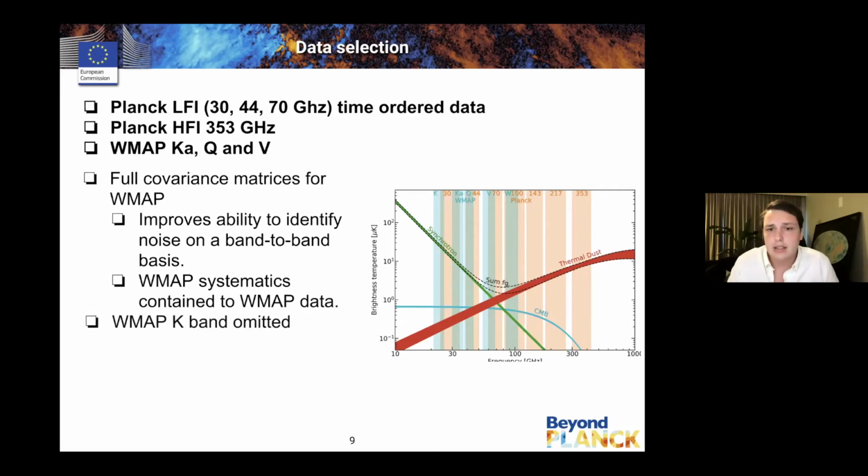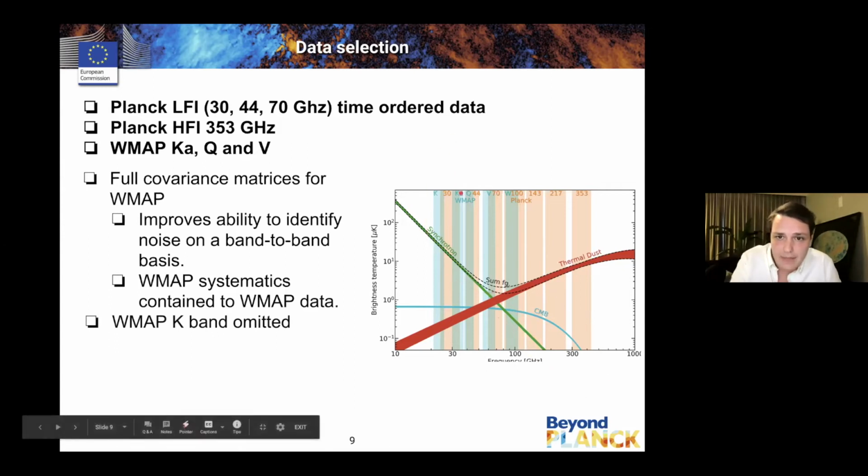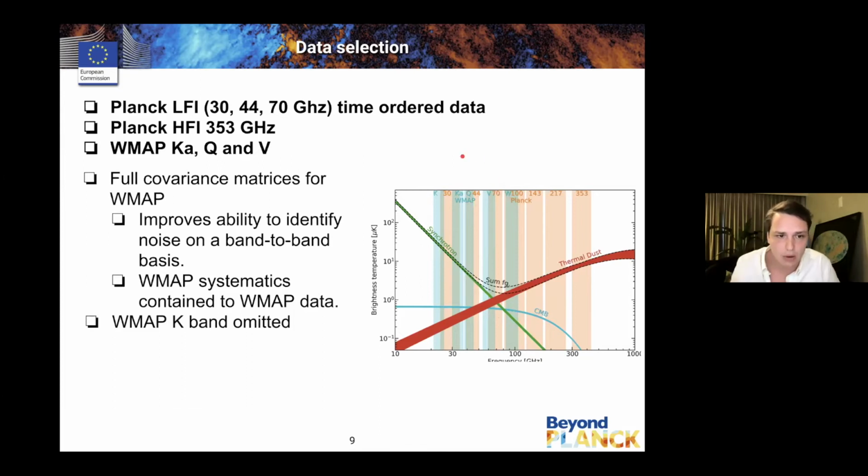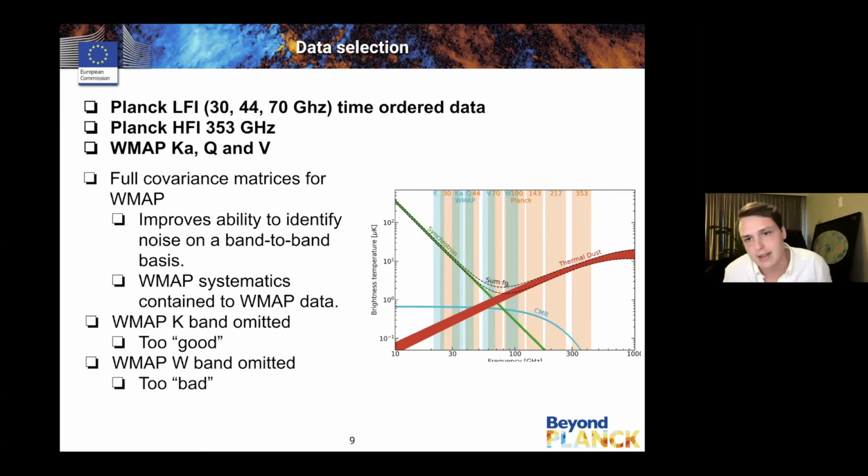So in addition to this, we see that both the K band here and the W band are actually left out, and the K band is simply left out because it's a very, very good measure of the synchrotron component, but the amplitude is simply too high and would overshadow any results that we would get from the LFI data. And I again emphasize that the LFI analysis is our main focus here. The W band is also left out, and that's because of known systematics in that data set.